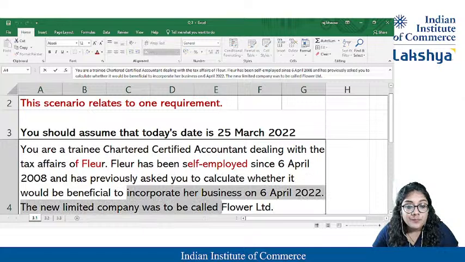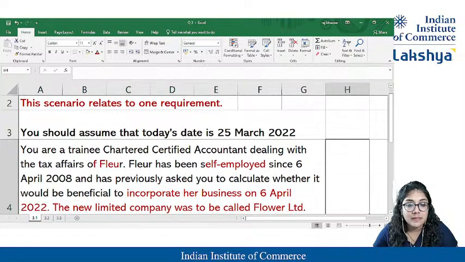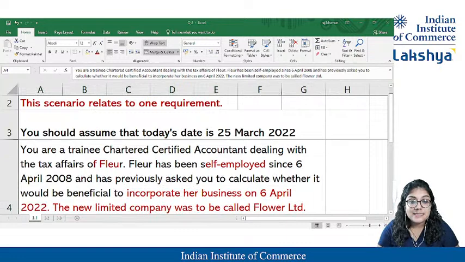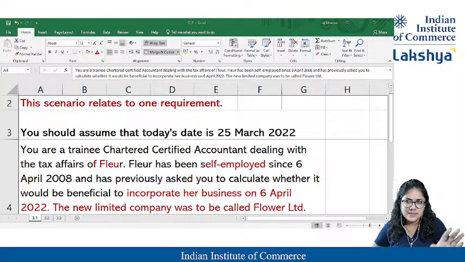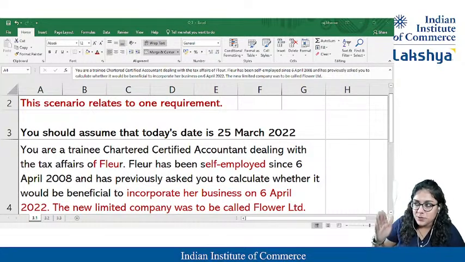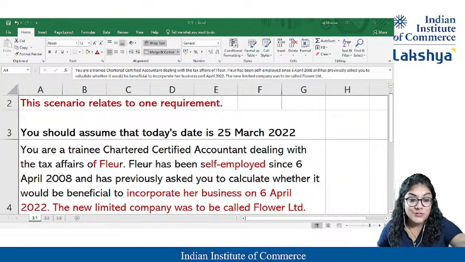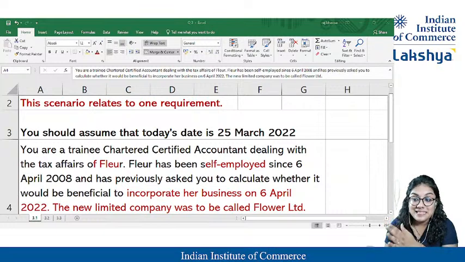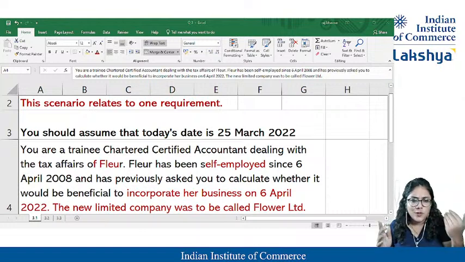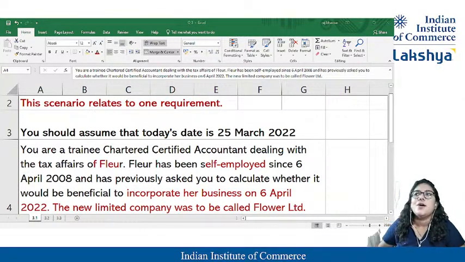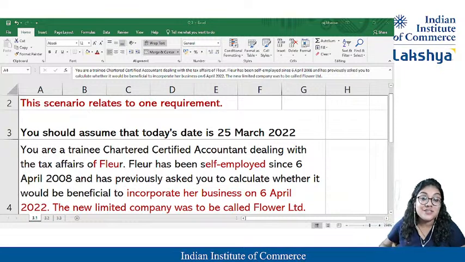That means we have to check whether she wants to incorporate the business. The new company would be Fleur Limited. Actually she is self-employed, doing a business for trading, and now she wants to incorporate into a company. She is an individual doing the business, but now she wants to compare, doing the business as per corporation tax. Is it beneficial to move to corporation tax rather than the individual basis?